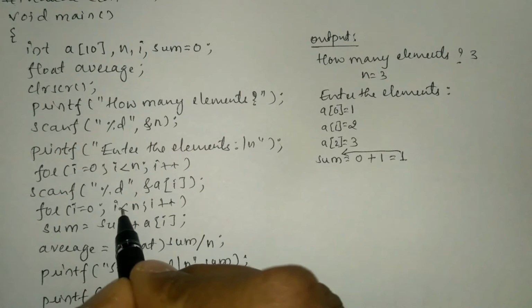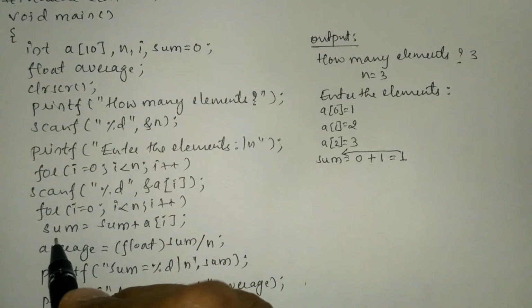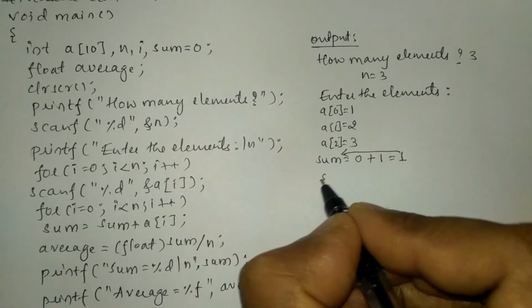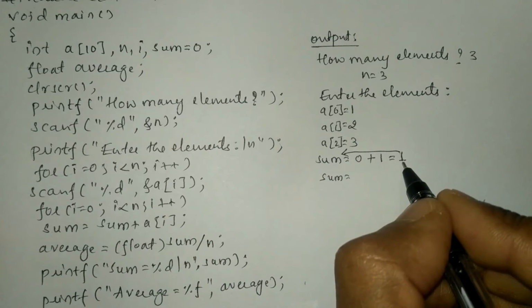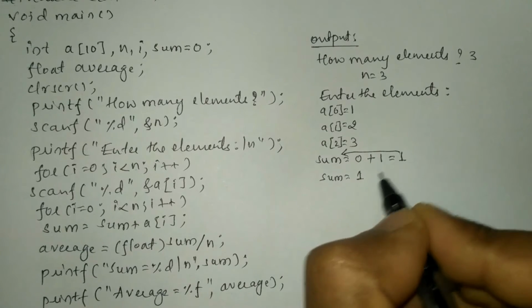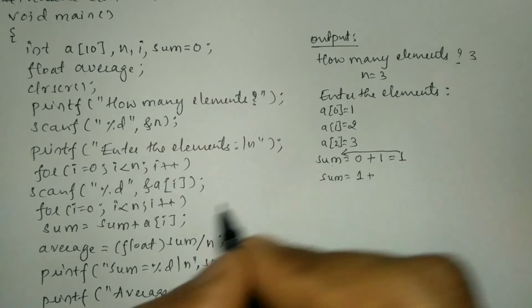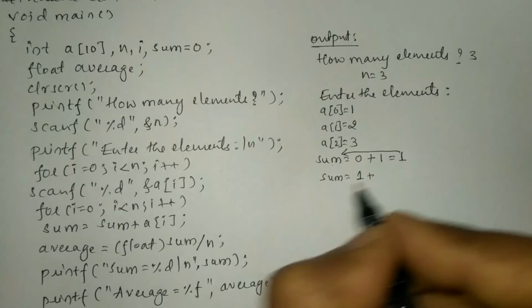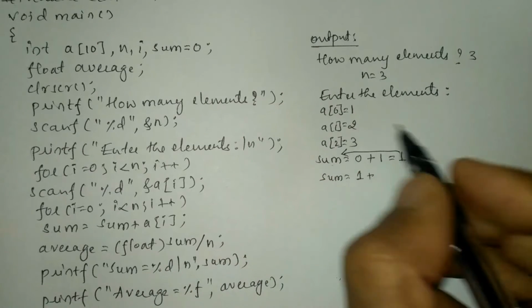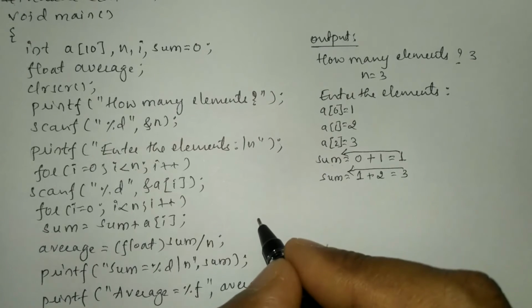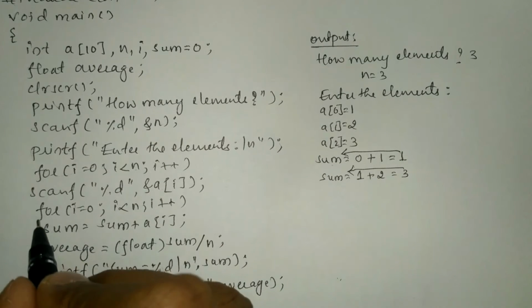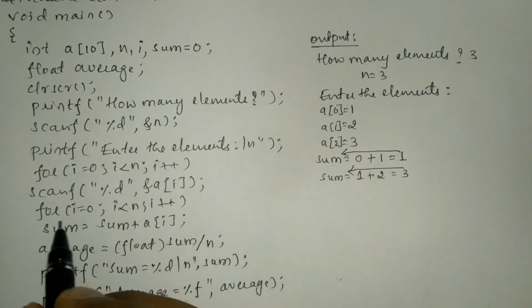Now i value is 1. 1 is less than 3. Yes, condition is true. Once again, this particular statement will get executed. So sum is equal to sum. Now sum value is 1. It is not 0. It is 1 now, because it has changed, right? Yes, next. Plus a of 1. a of 1 consisting of what? 2. So 1 plus 2 is equal to 3. So 3 will be stored in the variable sum. Again, control transfers to for loop by incrementing the value of i by 1.